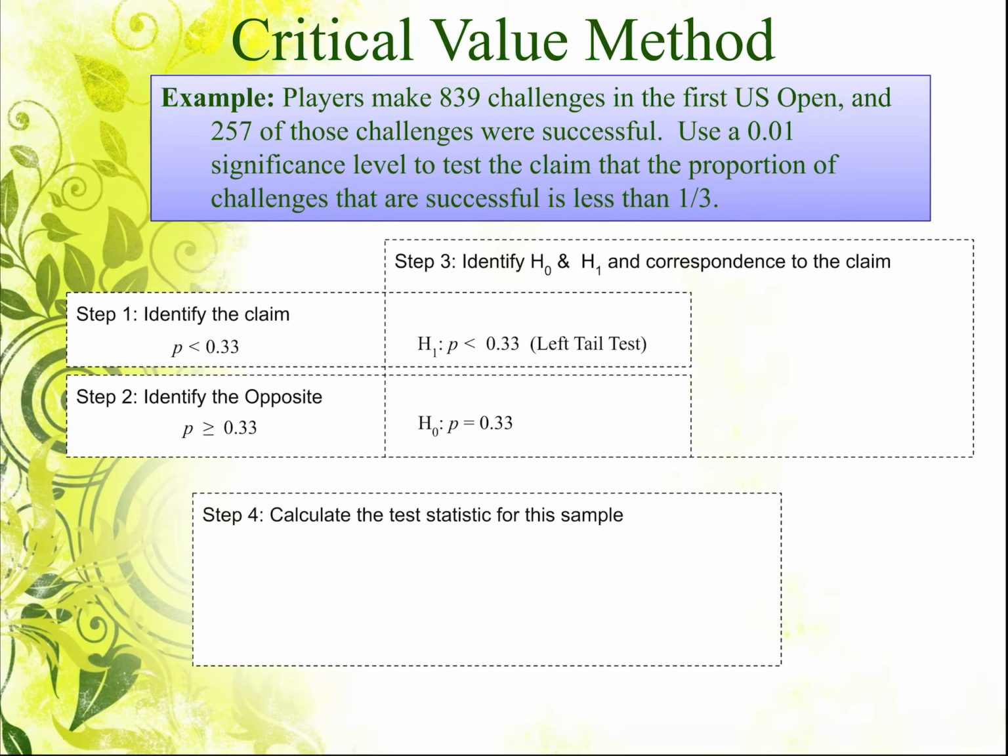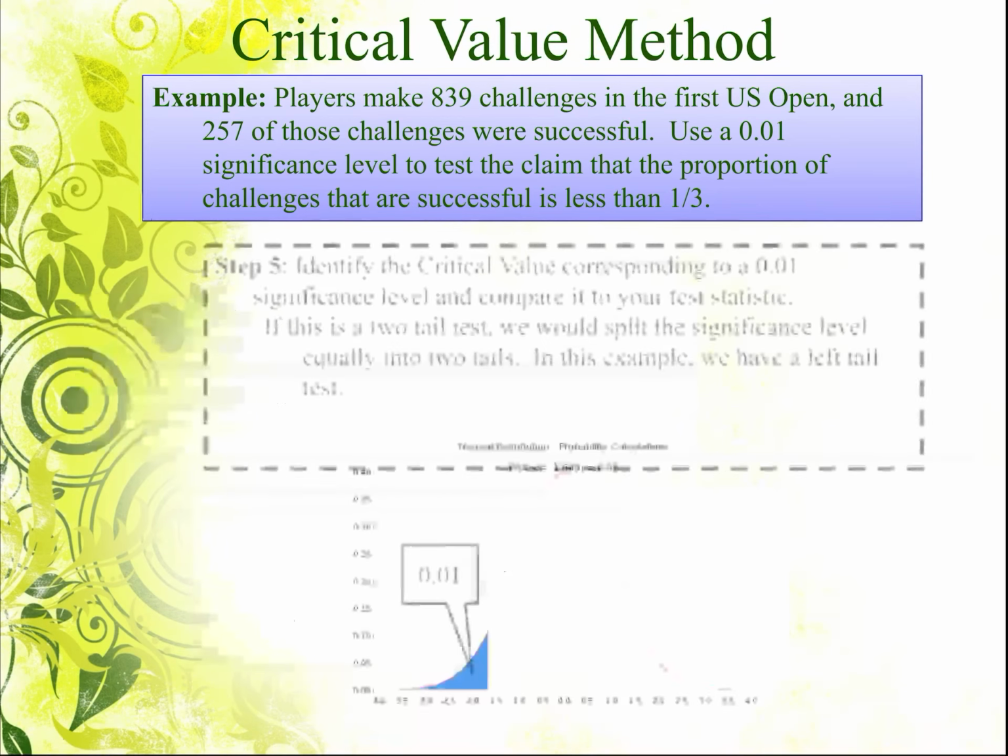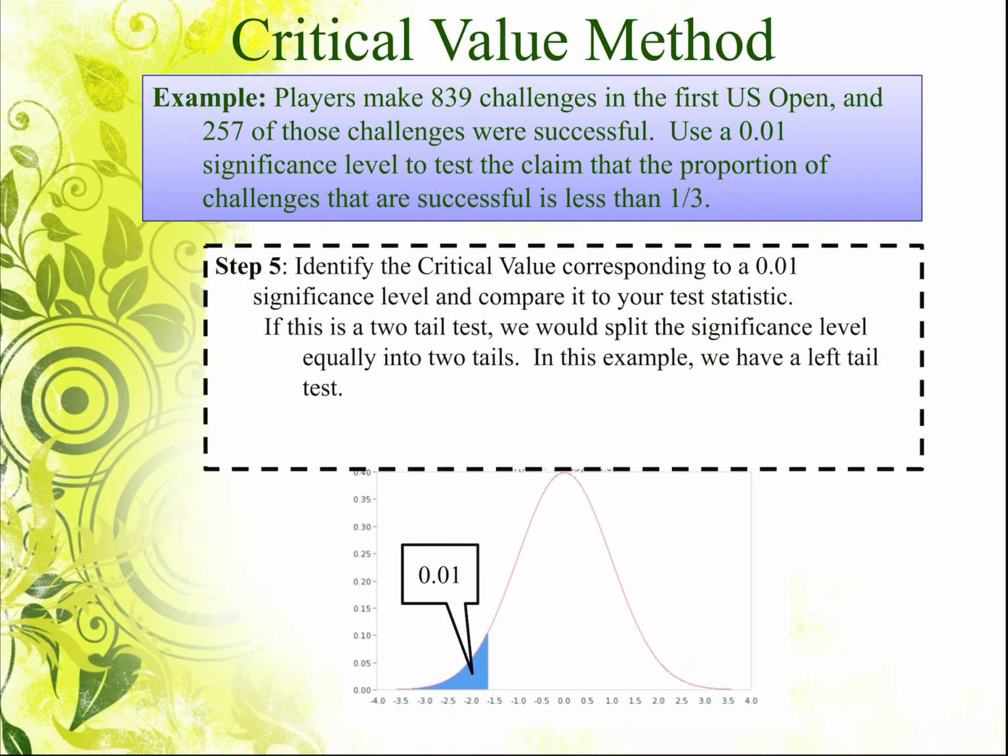Okay, let's calculate the test statistic because we always are going to need to do that. Again, we're still dealing with proportions, so we'll use the Z test statistic formula. And our population proportion is 0.33. P hat, our sample proportion, is 257 divided by 839. And we plug that in, we get a Z value of negative 1.46.